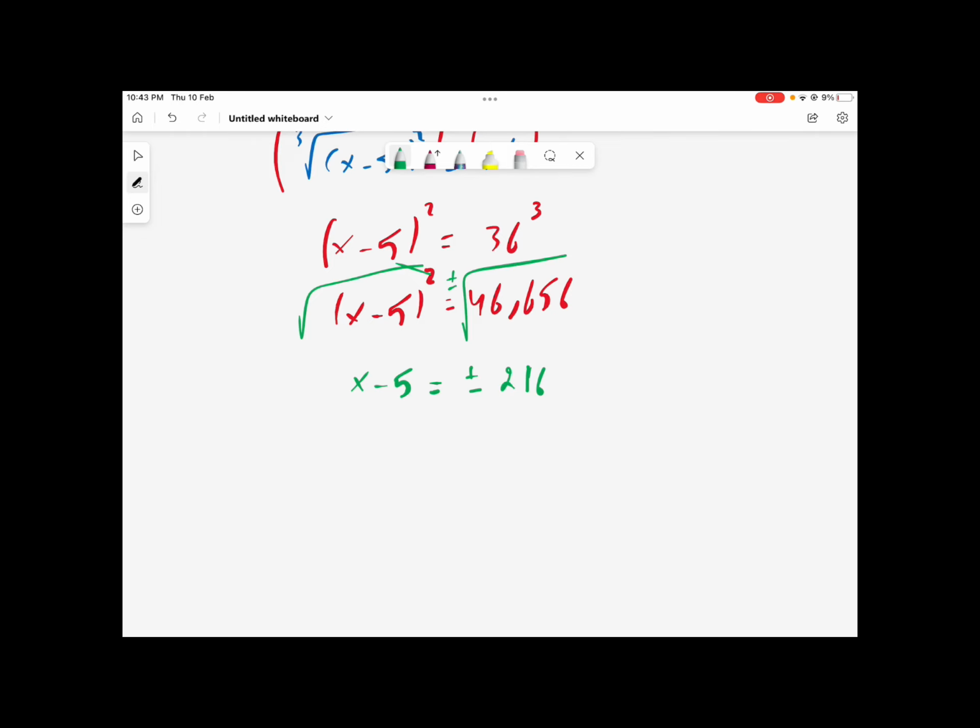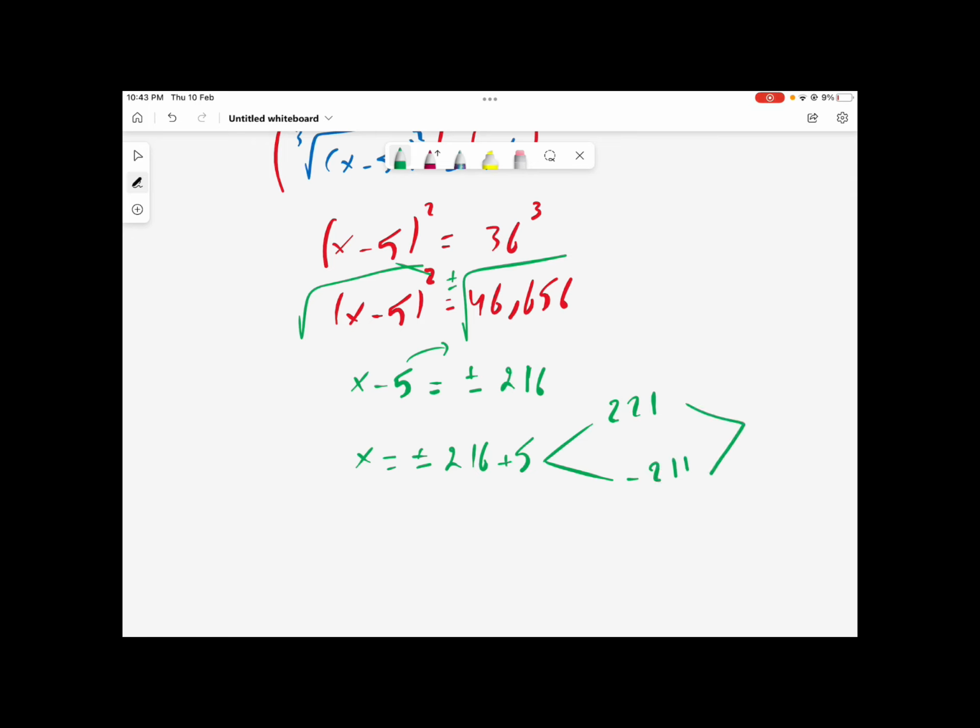The problem is solved. Now we transpose 5 to the other side. x equals plus or minus 216 plus 5. We're gonna take plus 216 and then negative 216. We will get 221 and negative 211.